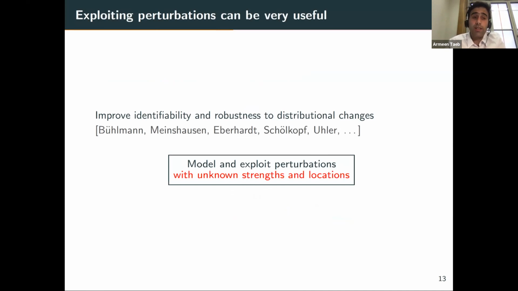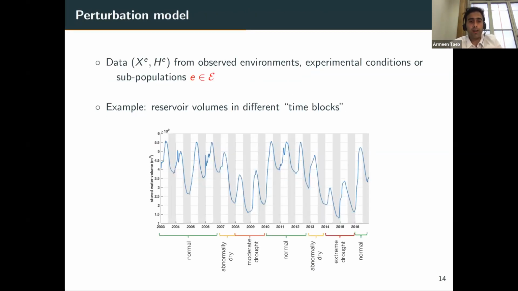Now, given the utility of perturbations, we would like to model and exploit them, potentially when their strengths and locations are unknown. And the manner in which we think about these perturbation data is data of observed and latent variables that come from environments or experimental conditions or subpopulations in a set that's denoted by script E. So in the context of reservoirs, what I have here is a time series of reservoir volume data over time.